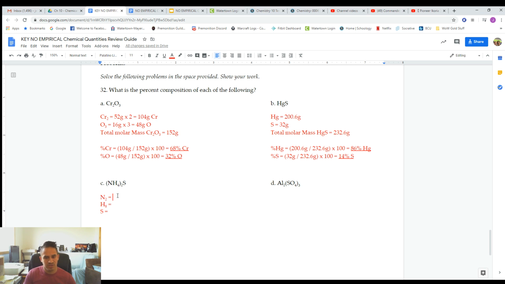All right. Now, I don't need to use the periodic table for nitrogen. If you have to, go look at it. But nitrogen is 14 grams. We'll times that by 2 because there are 2 of them.